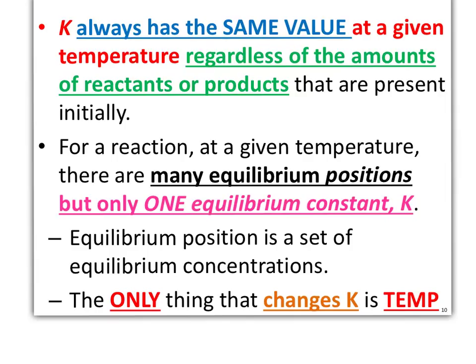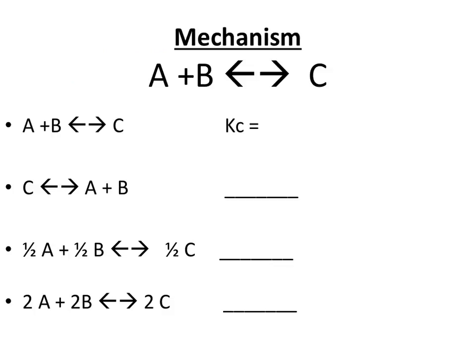So K always has the same value at a given temperature regardless of the amounts of reactants or products. For a reaction at a given temperature, there are many equilibrium positions, which basically means at this time, where is the flow chart? Like, where is the graph? But there's only one equilibrium constant. Only thing that changes K is T. Okay. So here's a mechanism.